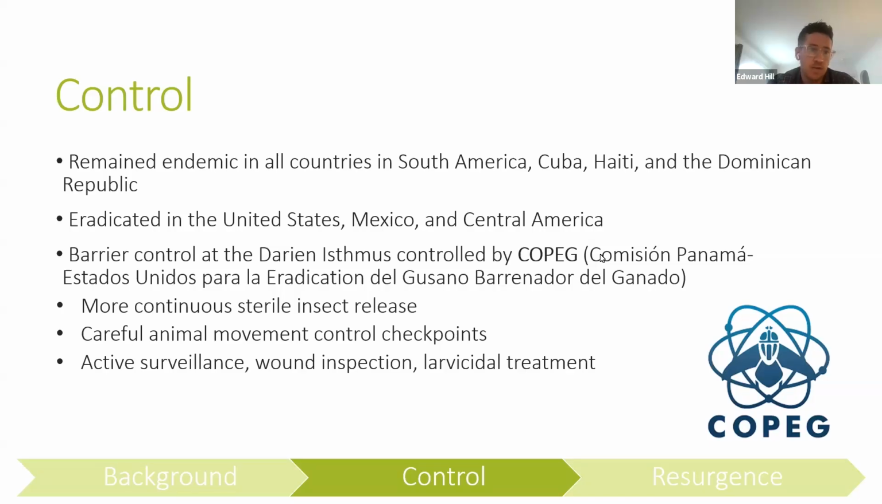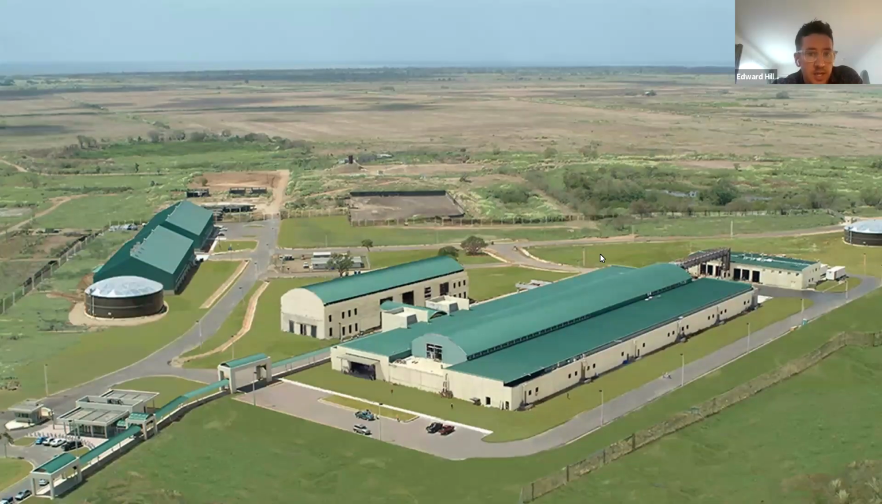They also had very careful animal movement control checkpoints, and again surveillance, wound inspection, and larvicidal treatment. So it was a multifactorial effort. This is their cool emblem. I thought I'd include it because I think they did a good job there. This is the facility in the Darien Peninsula that has kept things at bay for so long. Just this one facility. It's really incredible.